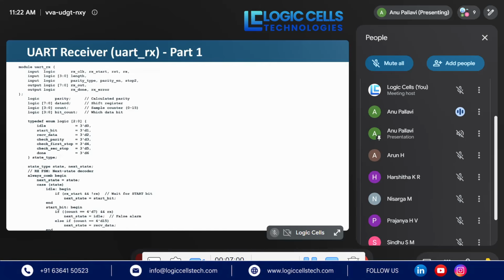Code for the UART receiver. This is the first part. This is the data shift register. This is used to store the received data. Count is the sample counter. It counts from 0 to 15 because the receiver uses 16 times oversampling. Bit count keeps track of which data bit is currently being received. The receiver also uses an FSM with states idle, start, receiving data, parity checking, stop checking, and done.